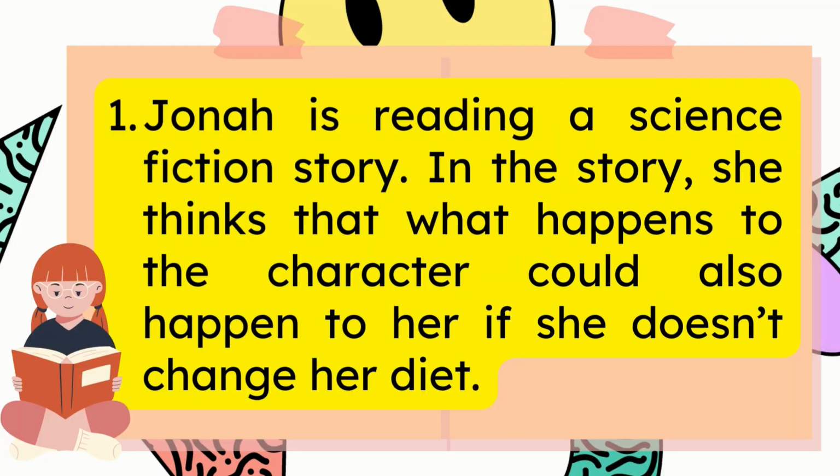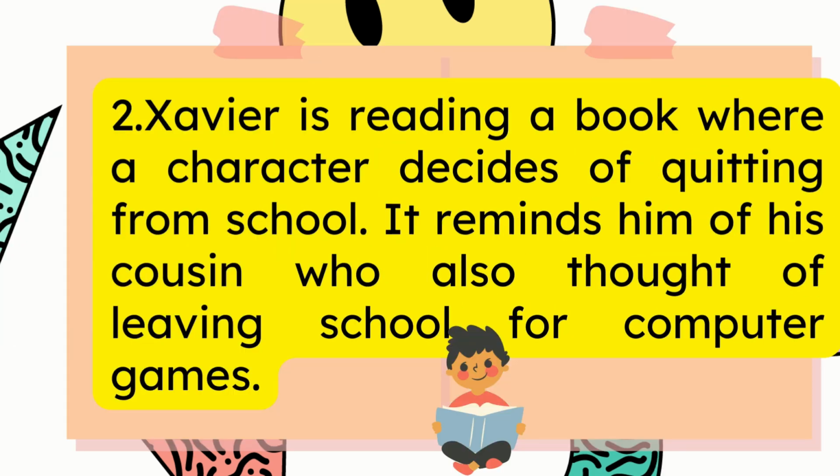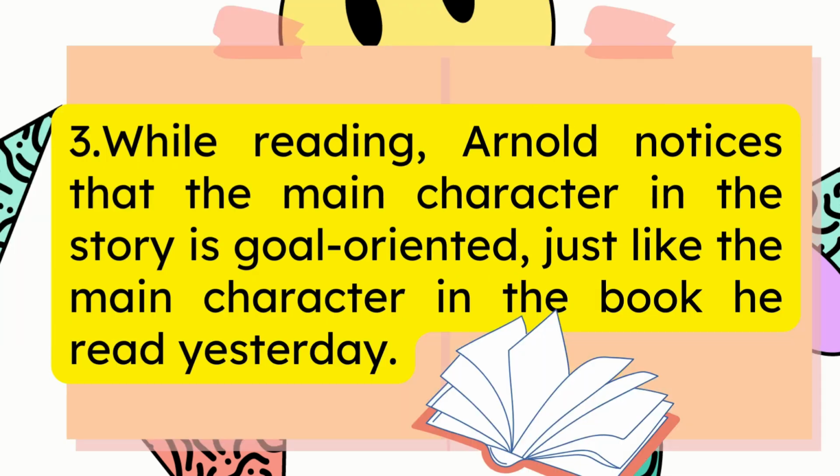First, Jonah is reading a science fiction story. In the story, she thinks that what happens to the character could also happen to her if she doesn't change her diet. Number 2. Xavier is reading a book where a character decides of quitting from school. It reminds him of his cousin who also thought of leaving school for computer games. Number 3. While reading, Arnold notices that the main character in the story is goal-oriented, just like the main character in the book he read yesterday.